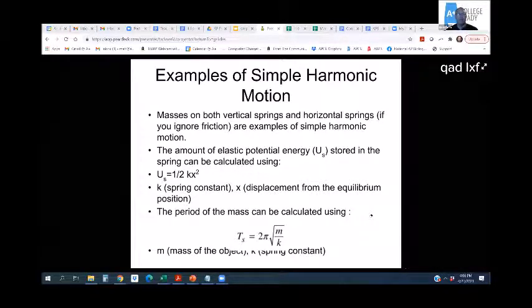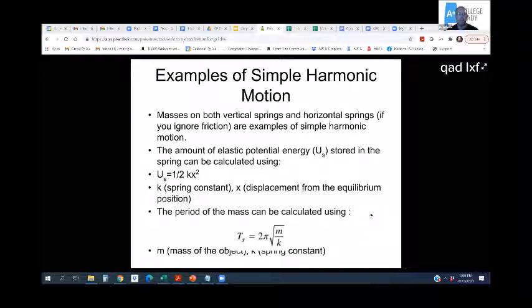We're going to deal with really three things when we're talking about simple harmonic motion. Masses on springs: it could be a mass on a vertical spring, hanging up and down, or a mass attached to a horizontal spring moving back and forth horizontally. That works if we're ignoring friction. And we'll also talk about pendulums. Let's talk first about springs.